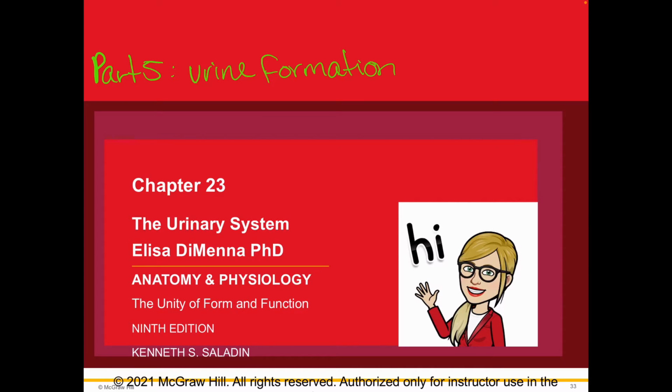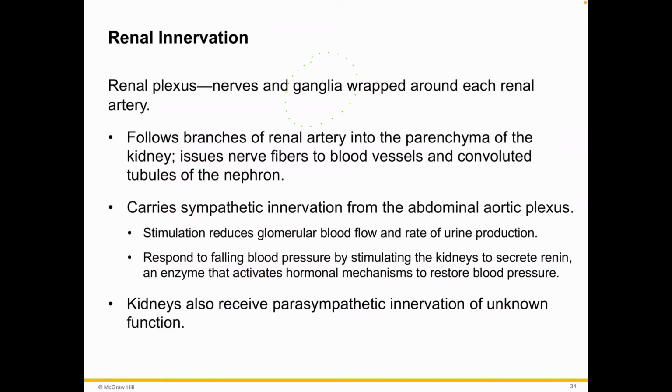This time we're going to start looking at urine formation. This is going to be like a multi-parter. So here's the first one. For renal innervation, or the nerves to and fro the kidneys specifically, just so you know, there's a parasympathetic division and a sympathetic division. We know a little bit more about the sympathetic division, but a lot less of the parasympathetic. So let's go ahead and get started.